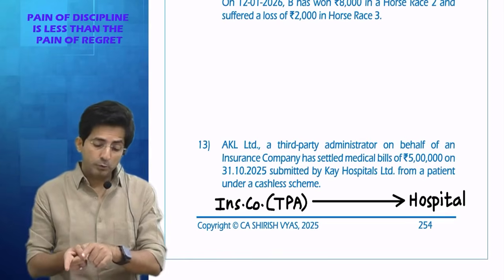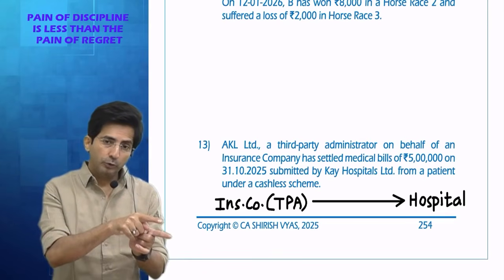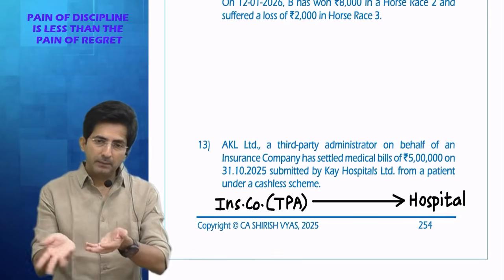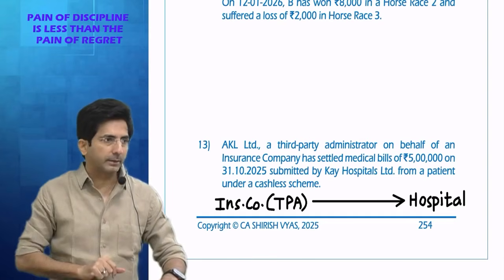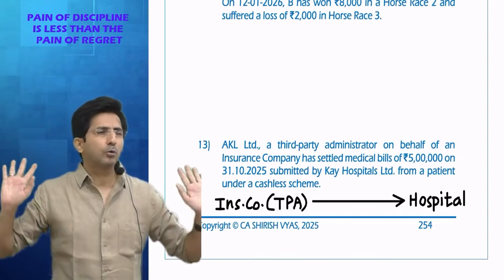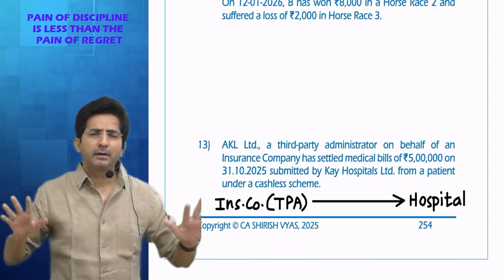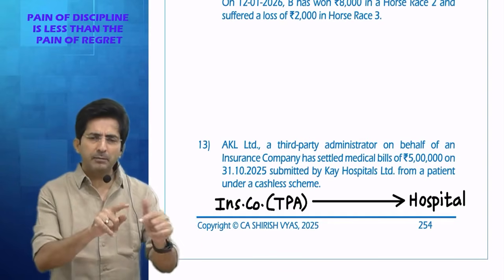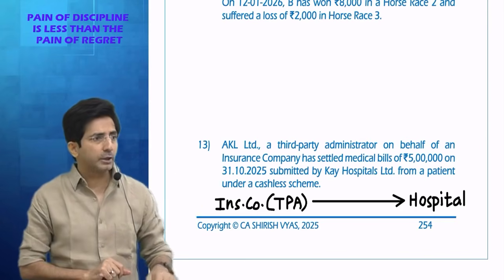First the patient has to pay the bill to the hospital and then the patient will get the reimbursement from the insurance company. But what happens in cashless? The patient has to simply go to the hospital, get the treatment done, no need to pay the bill, and the hospital will directly get the bill from the insurance company.